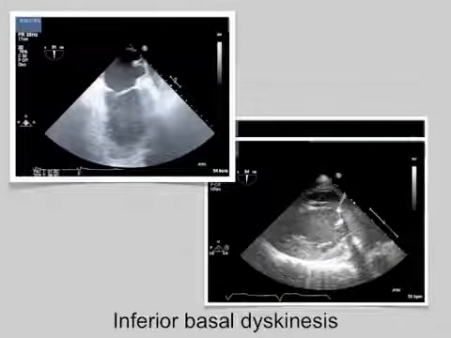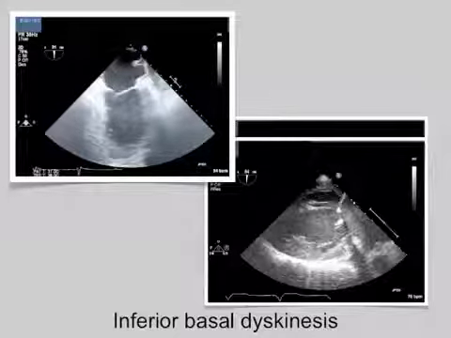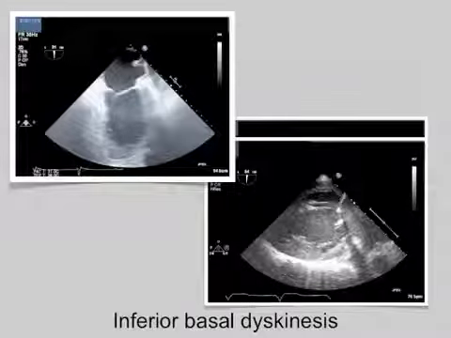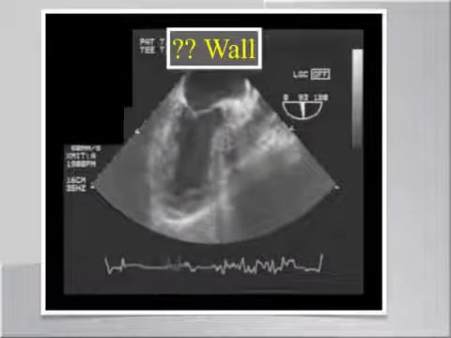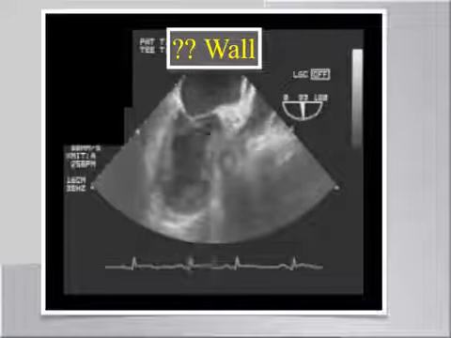Note that the inferior basal segment moves paradoxically in all three views: the mid-esophageal two-chamber view, the transgastric basal view, and the transgastric long axis view. Identify the view and wall motion abnormality depicted here.